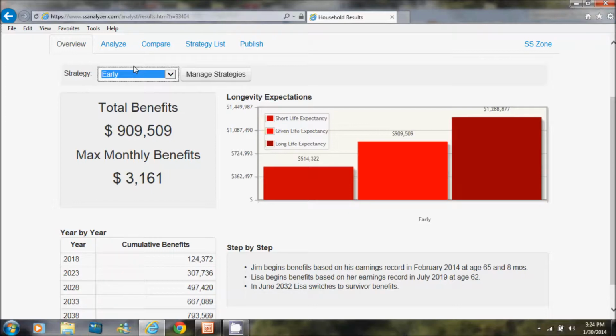So the idea here is that this program allows us to pick which is the best strategy for you to maximize your cumulative lifetime benefits.